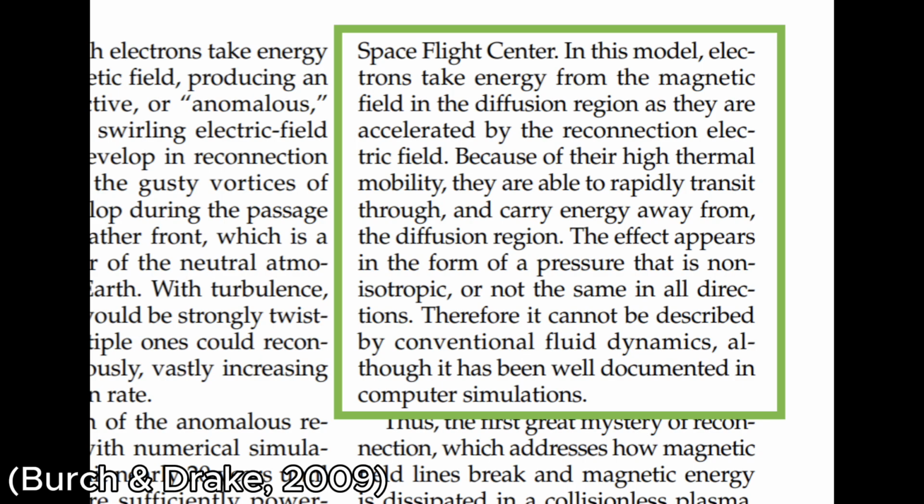In this model, electrons take energy from the magnetic field in the diffusion region as they are accelerated by the reconnection electric field. Because of their high thermal mobility, they are able to rapidly transit through and carry energy away from the diffusion region. The effect appears in the form of a pressure that is non-isotropic, or not the same in all directions. Therefore, it cannot be described by conventional fluid dynamics, although it has been well documented in computer simulations.